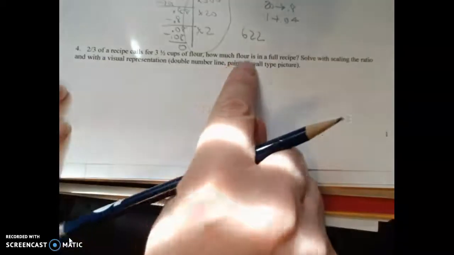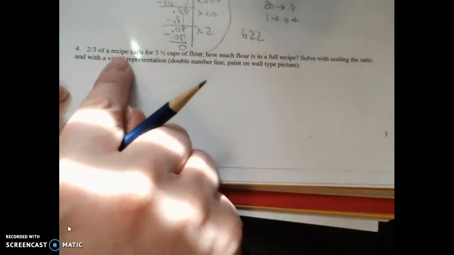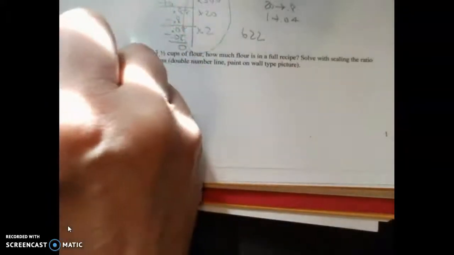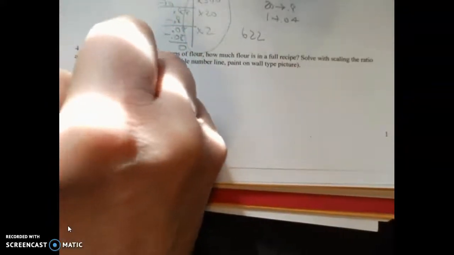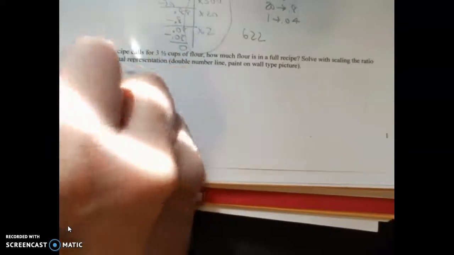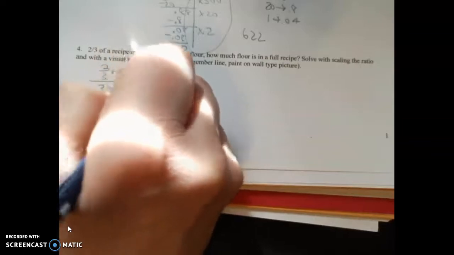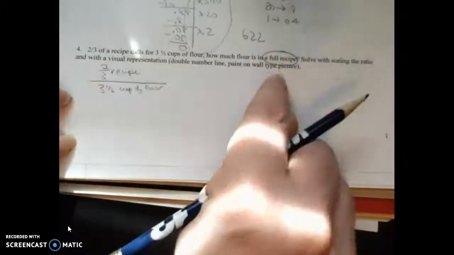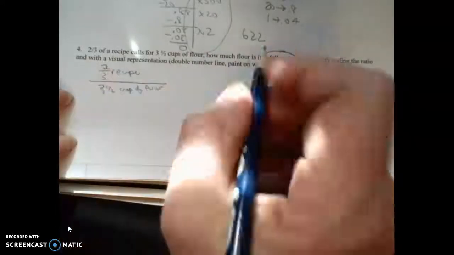Okay, so if you write it as a ratio and scale it, it doesn't really matter what's on top or what is on bottom. So I'm just going to write 2/3 of a recipe. I might change it later. Calls for 3.5 cups of flour. And I want to get to a full recipe. So I want to get to 1 recipe. So I actually want my 1 on top.